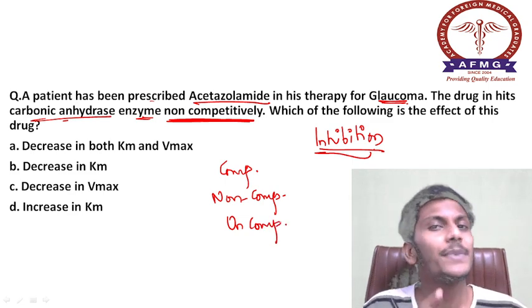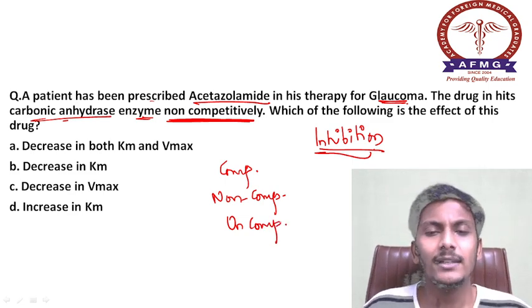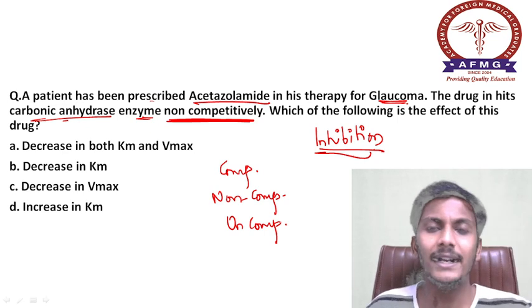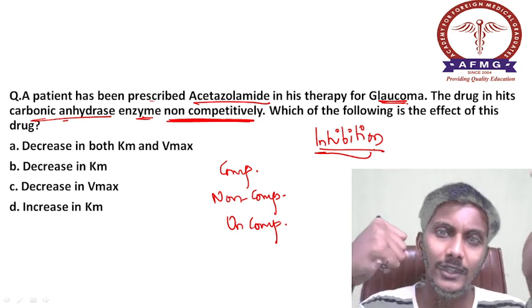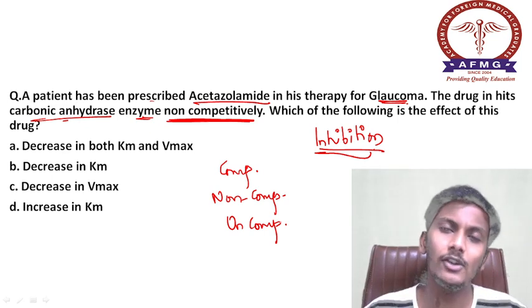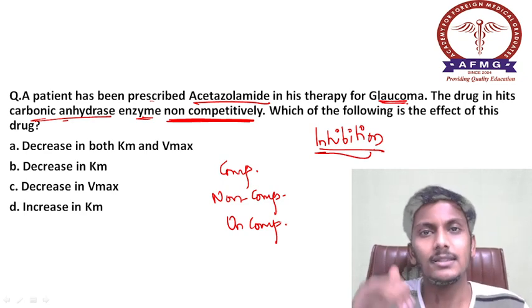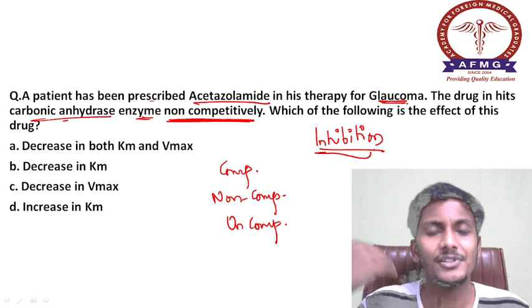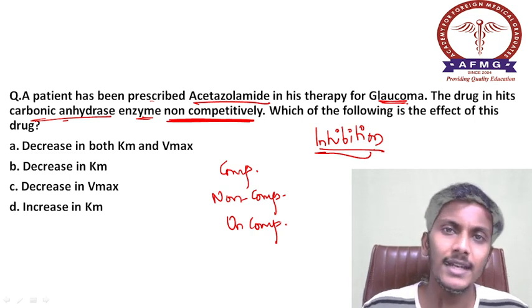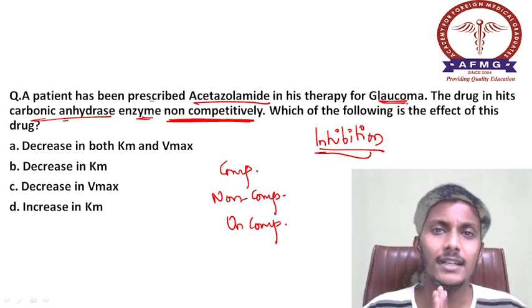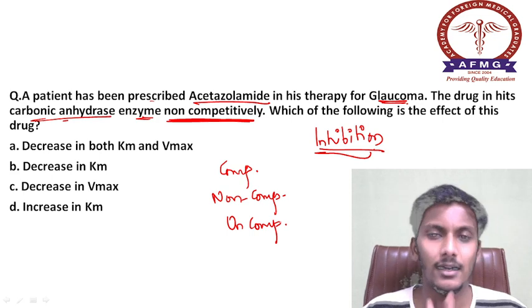So competitive inhibition matlab kya? When there is the same site for drug binding and the inhibitor binding also. एक ही site पे drug भी bind करती है और inhibitor भी bind करता है. Therefore they compete against each other. So जिसका concentration ज़्यादा होगा, जिसका substrate concentration ज़्यादा होगा, वो जीत जाएगा. So that is what is about your competitive inhibition.